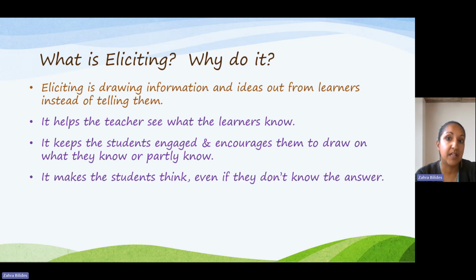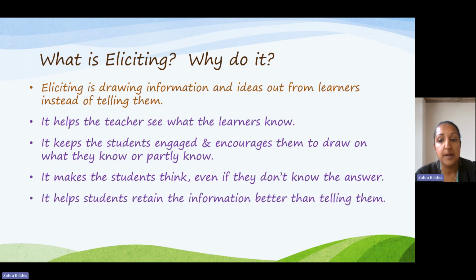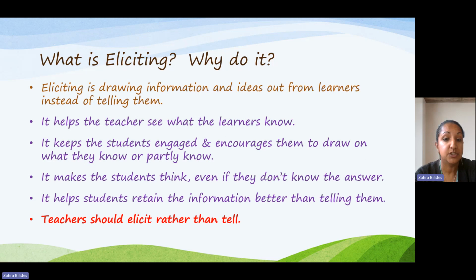And it makes the students think. Even if they don't know the answer, they think about it, and that process really helps them to remember in future. So they better retain the information when you elicit, as opposed to when you just tell them information. Teachers ideally should elicit rather than tell as much as they possibly can.